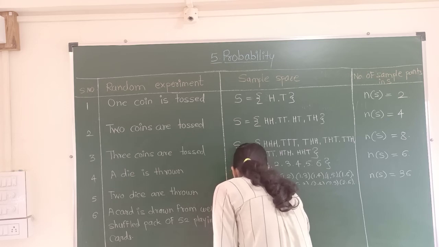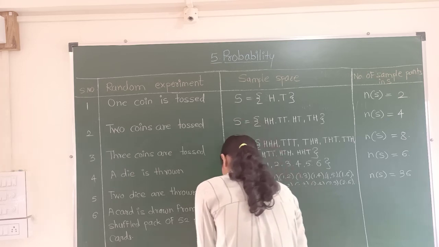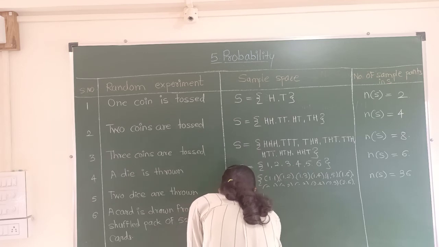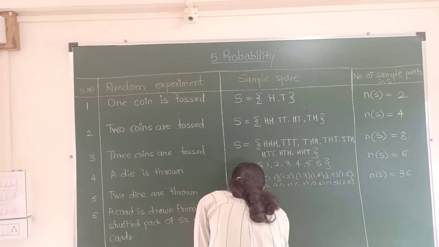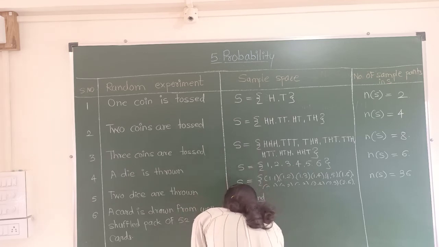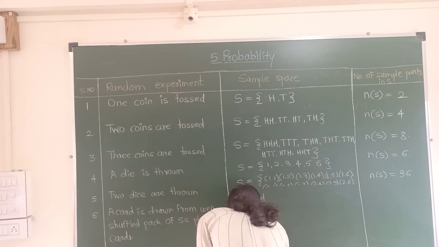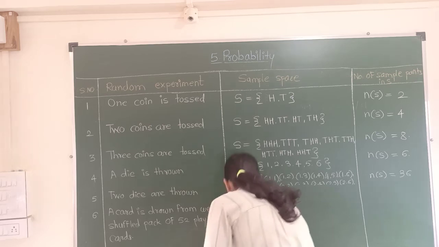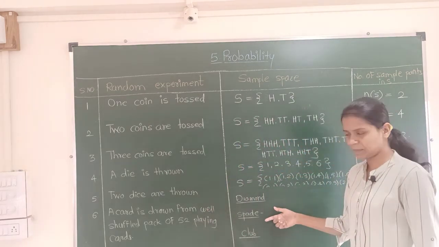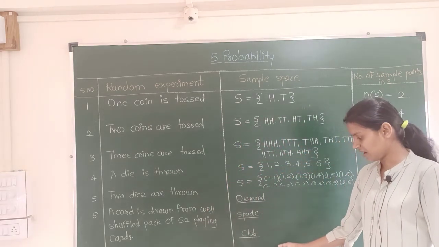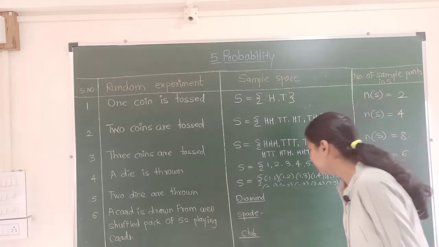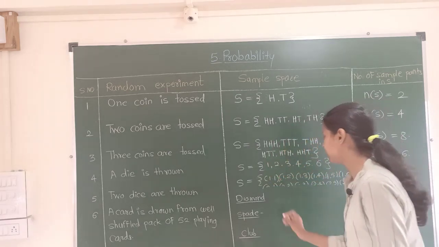Diamond, spade, club, and heart. These are the cards. Diamond cards are 13, spade cards are 13, club cards are 13 and heart cards are 13. Which are these 13 cards we will write?